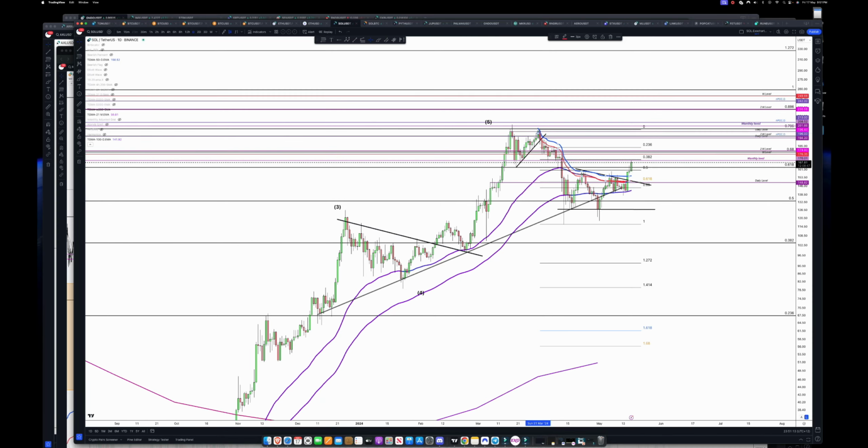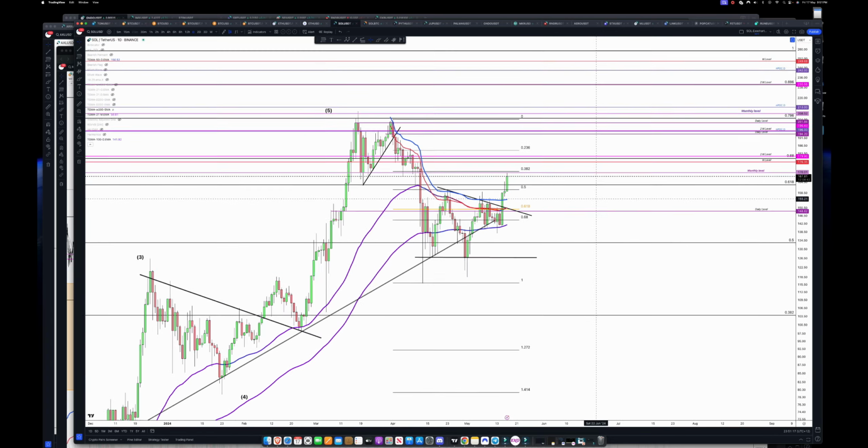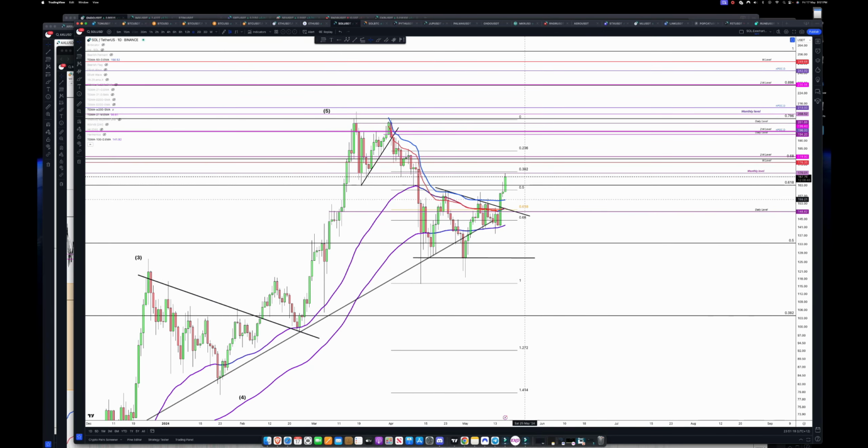That is a monthly level, and you can see how that all lines up with our Fibonacci as well. 618 was acting as support. Nasty, isn't it? What kind of pullback was that? Damn, that's a lot.